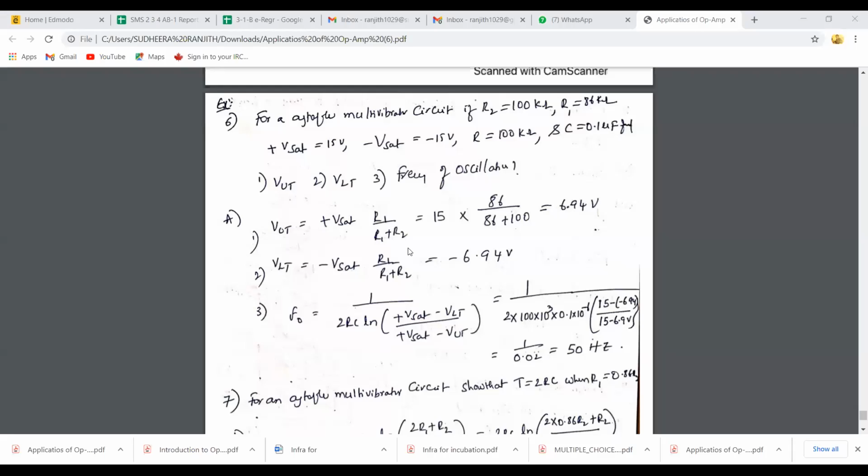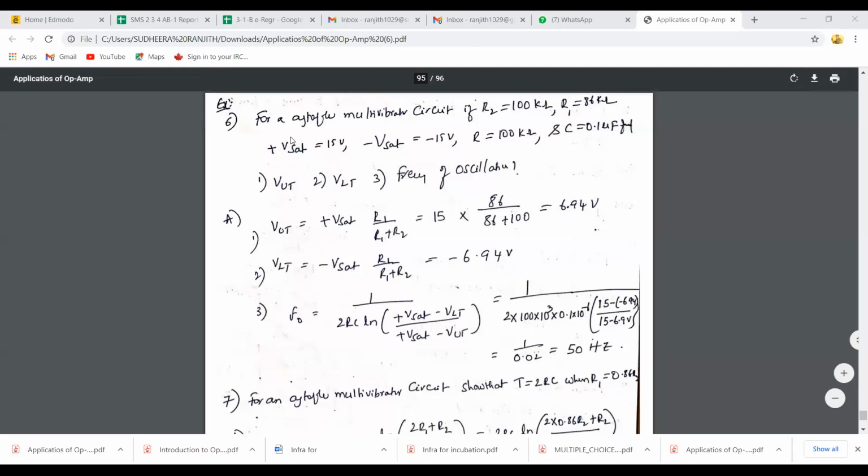All right. We'll see, within 10 minutes we'll complete 3 to 4 problems. So here the given data: for an astable multivibrator circuit, if R2 equals 100 kilo ohms, R1 equals 86 kilo ohms.